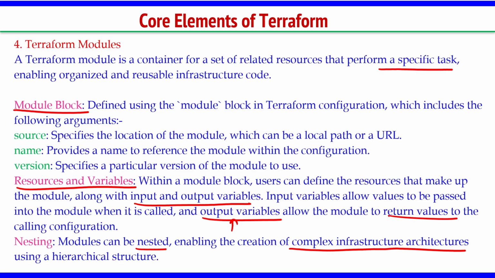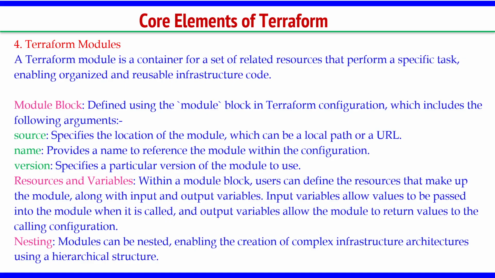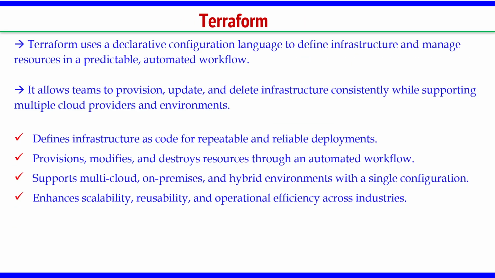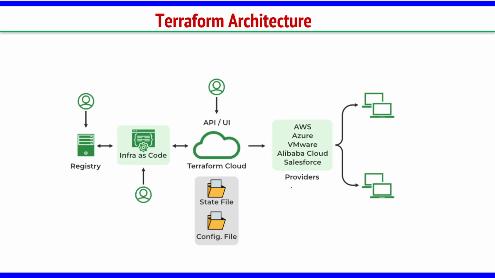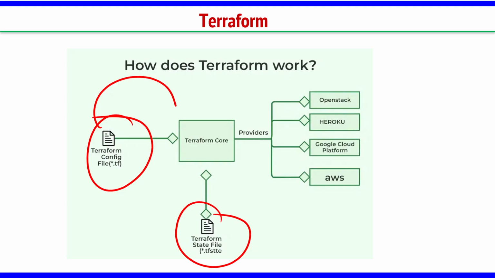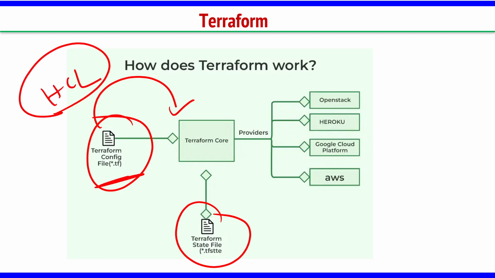Okay. So, this is about the modules, the fourth core element, Terraform modules. Then provisioners. If I just go back to the diagram of architecture, see here we have providers, right. See, we have registry here, all these are elements. So, we actually have to write this TF file. Once we write that, only then we can play with the files.